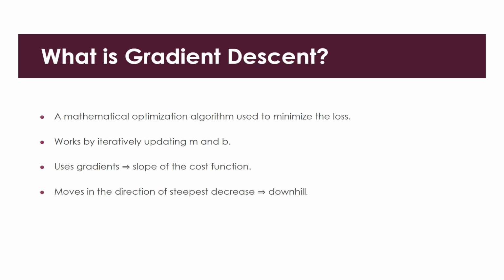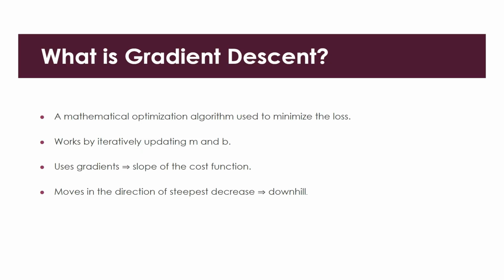What is gradient descent? Gradient descent is a powerful optimization algorithm. It is used to reduce the loss function. Imagine you are standing on the top of a mountain and your goal is to reach the lowest point in the valley. You cannot see the entire mountain, so the only way to reach the bottom is to look around and find the direction where the ground goes down the most.